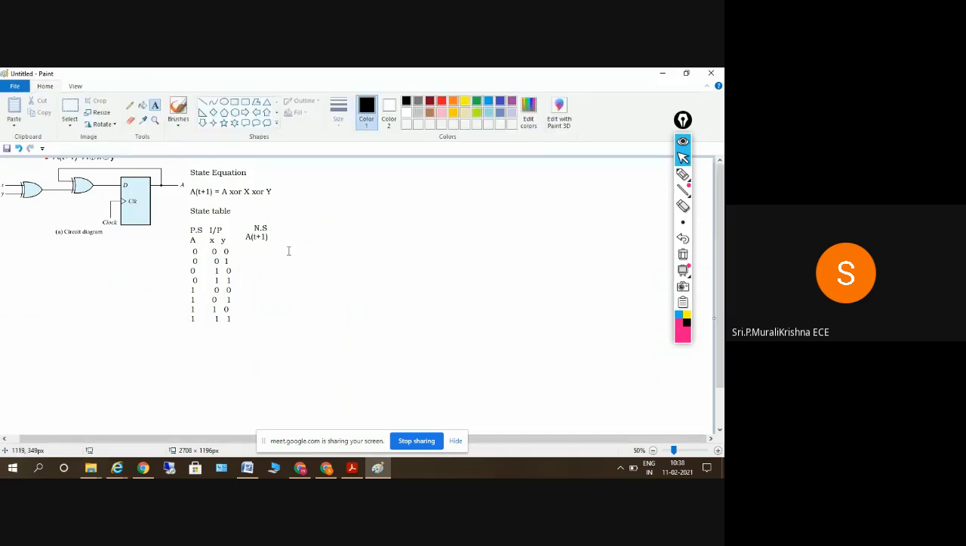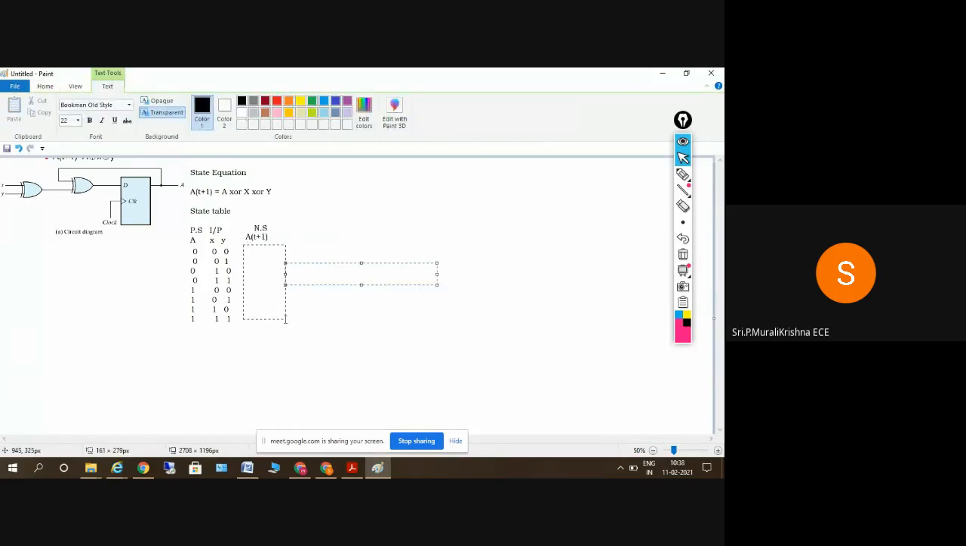So what is the value here? Do the XOR operation. What values do we get here? 0 XOR 0 XOR 0 is 0. 0 XOR 0 XOR 1 is 1. 0 XOR 1 XOR 0 is 1. 0 XOR 1 XOR 1 is 0. Because I am substituting these values in the equations we got above. 1 XOR 0 XOR 0 is 1, and 1 XOR 0 XOR 1 is 0.